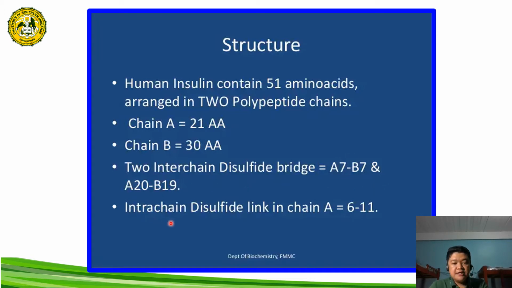We also have the intrachain disulfide link. When we say intrachain disulfide link, that is a link that is located within the chain. So in insulin, the intrachain disulfide link is located in the A chain, particularly between amino acid number 6 and amino acid number 11.